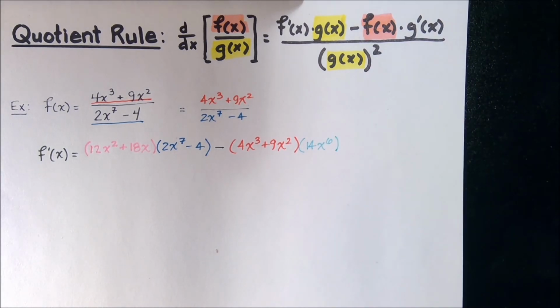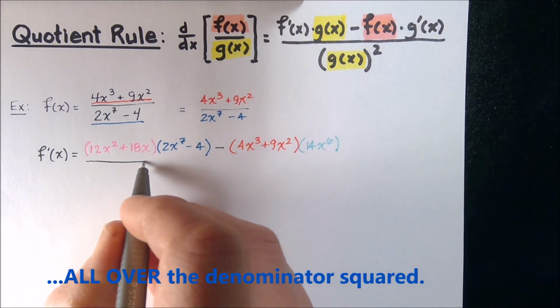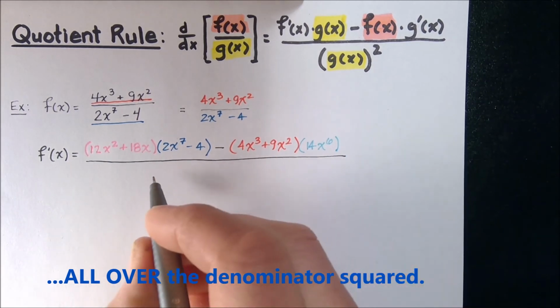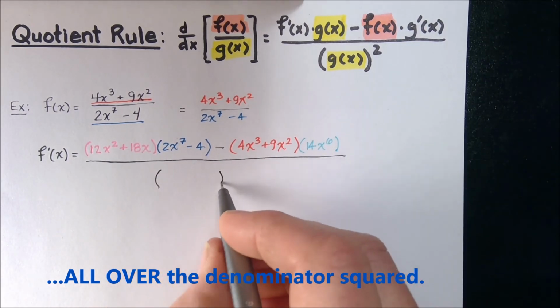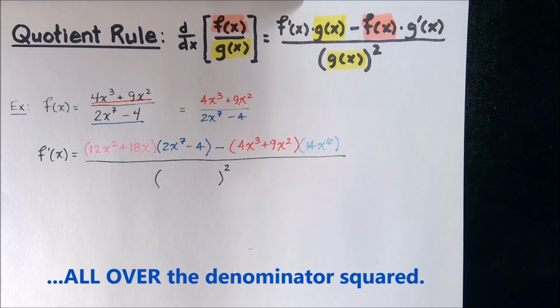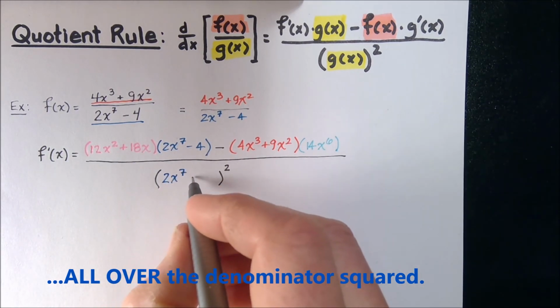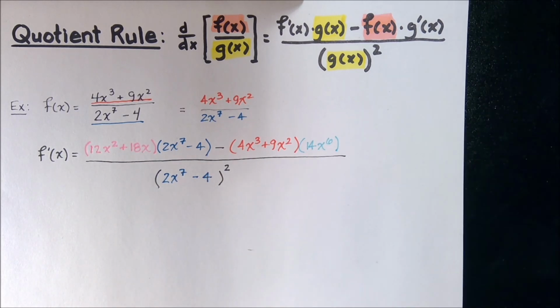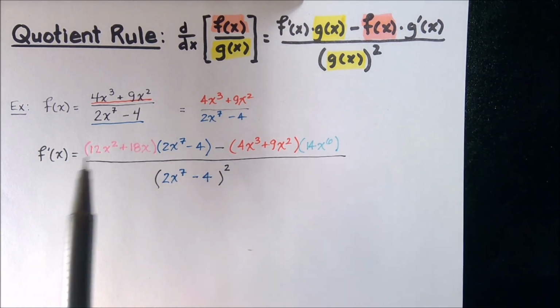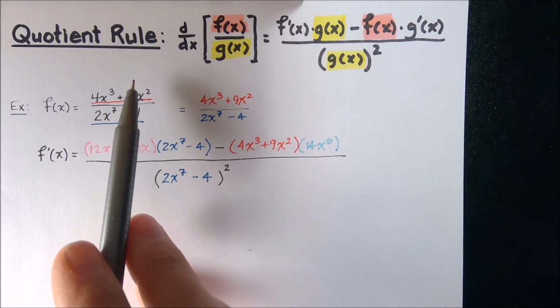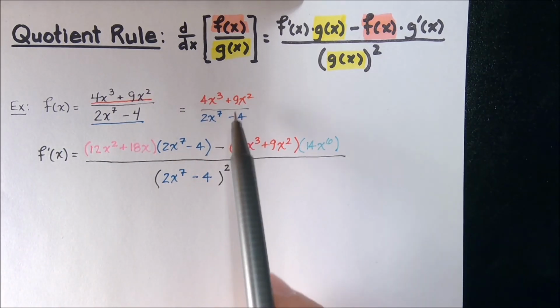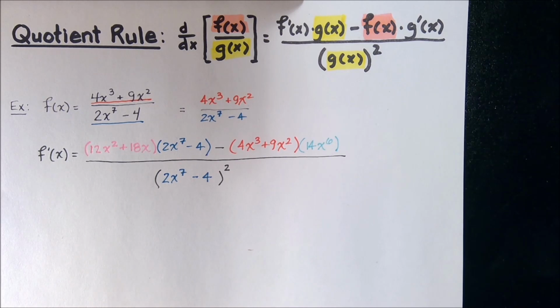So there's that numerator. I've got this whole expression written out, but I have to remember that I'm going to divide that whole thing by the denominator squared. Well, what was the denominator? Just 2x to the 7th minus 4. So there I have it. My derivative of f of x started out as this crazy function, a ratio of two functions, and I can find its derivative, which is a function that explains the rate of change at any value of x.